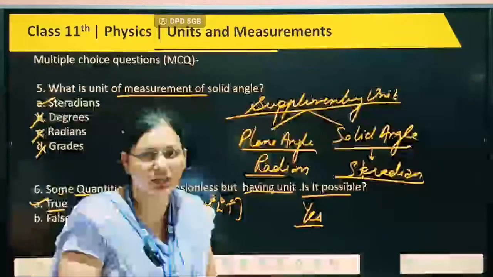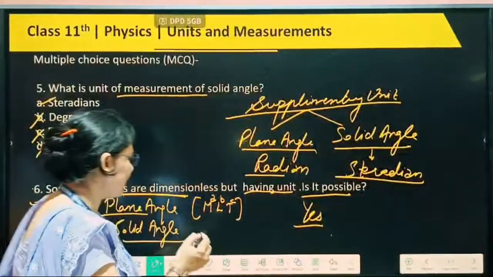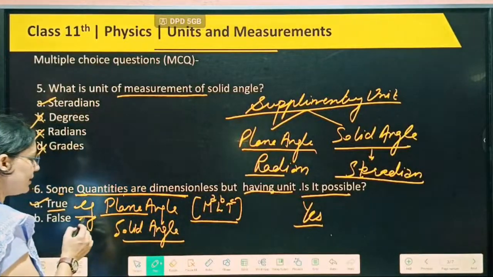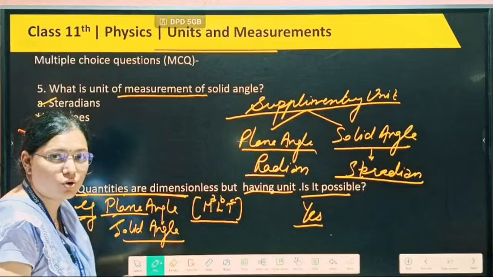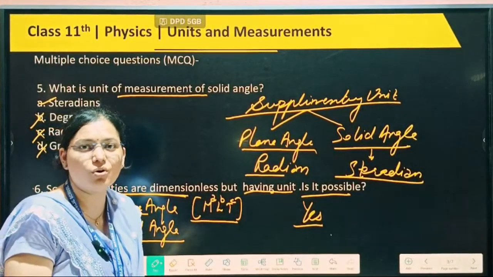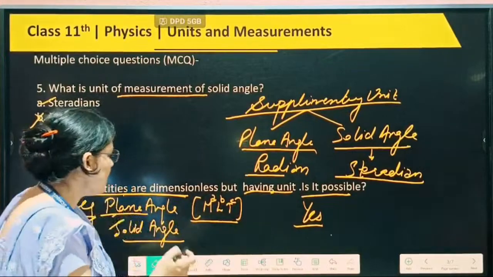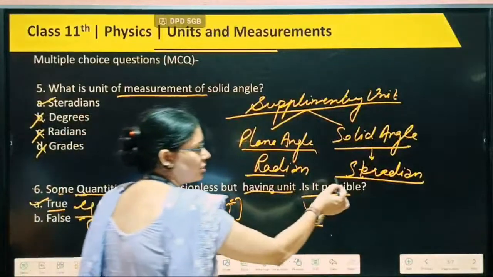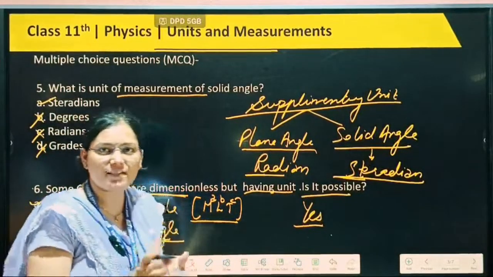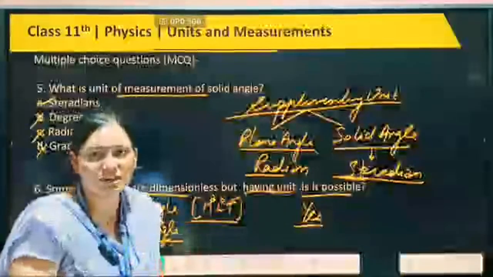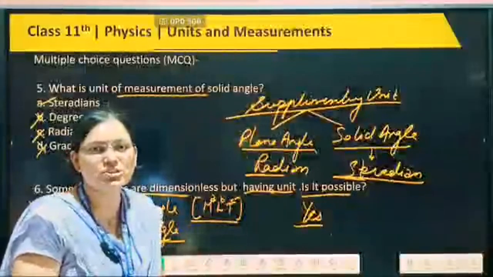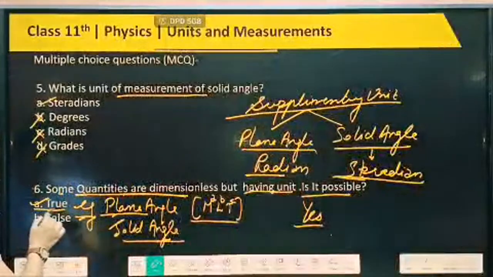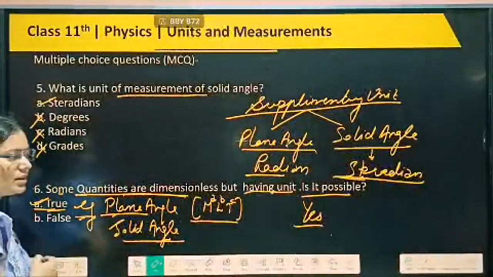The question asks whether there is any quantity having a unit but no dimension. Dimension means the form of M, L, T. So two examples are plane angle and solid angle. These quantities have a unit but not a dimension. We can't express them in dimensions: the unit of plane angle is radian, and the unit of solid angle is steradian. That's why we say these quantities have a unit but not a dimension. So yes, this is true; the first option is the right option.